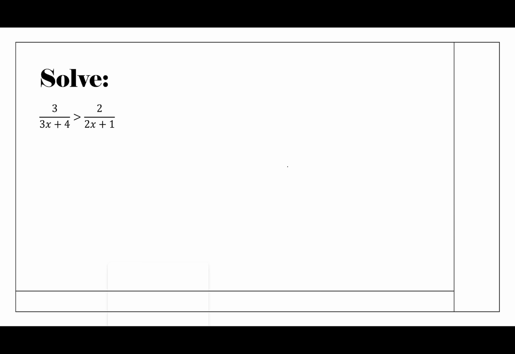Let's try one more. This time I have 3 over 3x plus 4 is greater than 2 over 2x plus 1. This one doesn't have the or equal to, which is kind of easier because that means all of the intervals are going to be open in my final answer. But we're going to start the same way, where I want to bring everything over to the left. So I have 3 over 3x plus 4 minus 2 over 2x plus 1, and that's greater than 0.